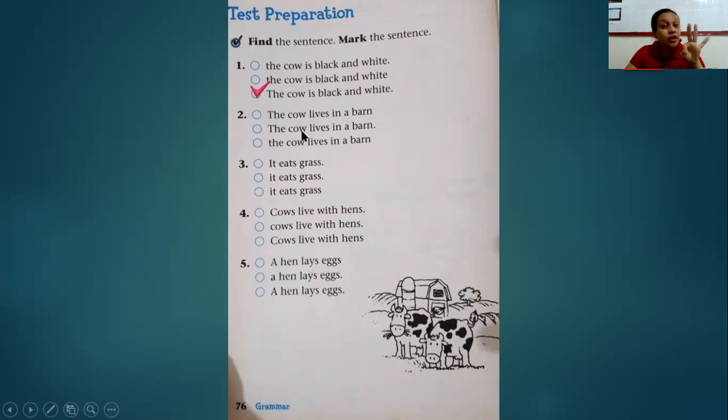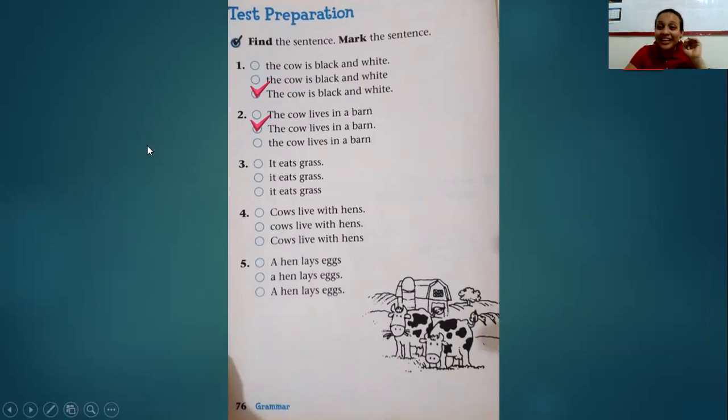Number 2 has 3 options too. So now let's choose. Which one is the correct one? Excellent, it is the second one. Look, the cow lives in a barn. Very good. Now you are understanding.